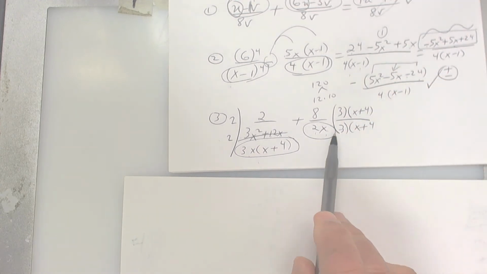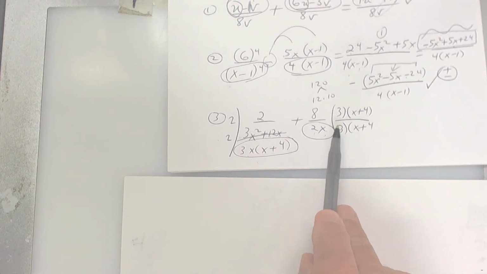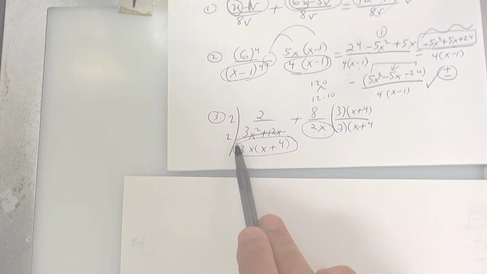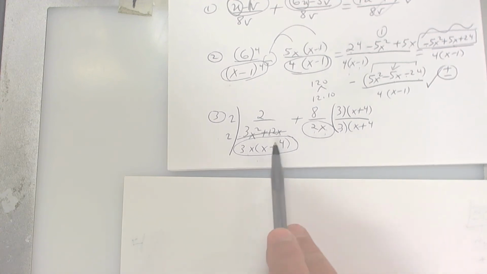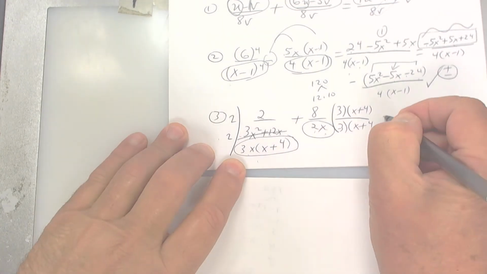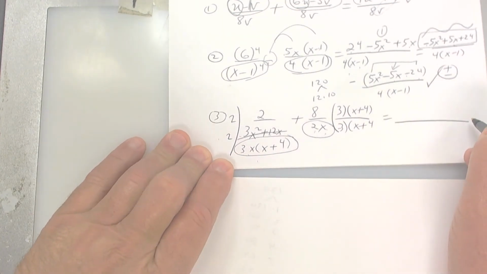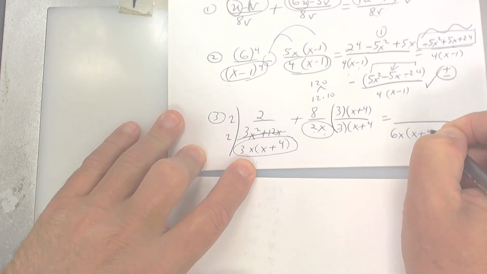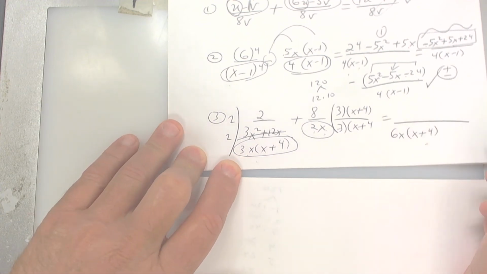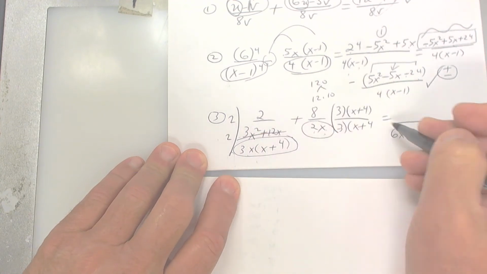If you look at it now, you have everything. You have 2 times 3 is 6. You have the x, and you have the x plus 4. So now we have the same denominator. So your least common denominator, 2 times 3 is 6x, and then x plus 4. Okay, that's your LCD. Now you're going to go ahead and simplify the top.